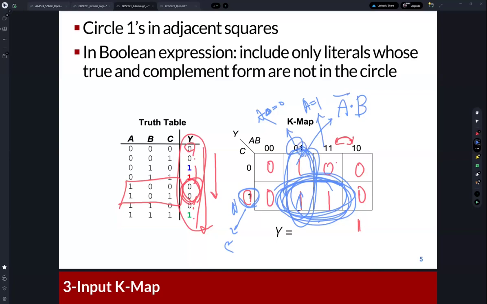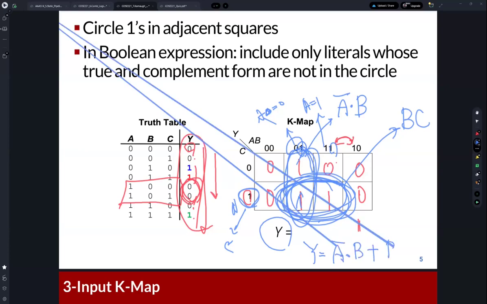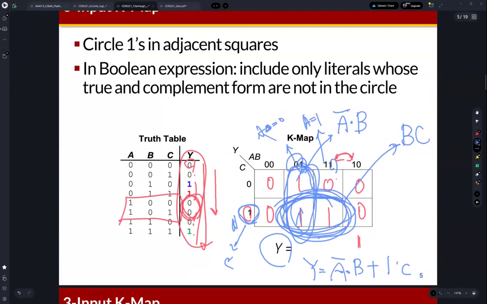Then how about the B? B is 1. So this circle represents BC. Do you understand? So the optimized output Y is A dot B plus B dot C. Okay.